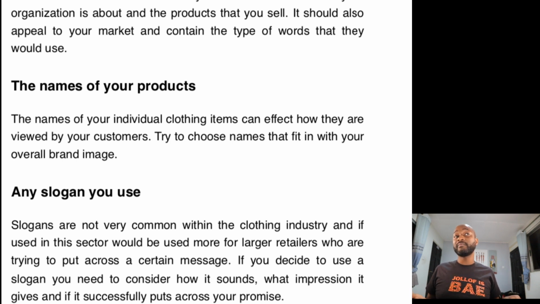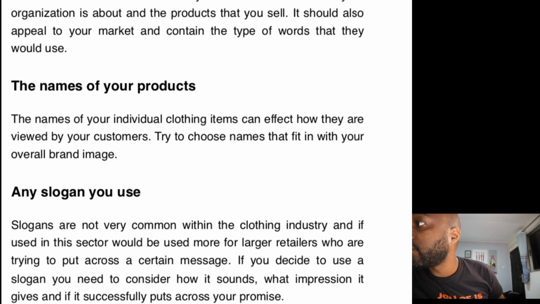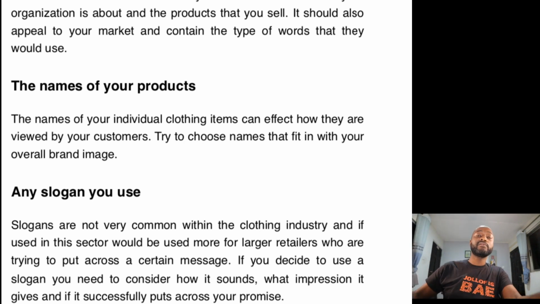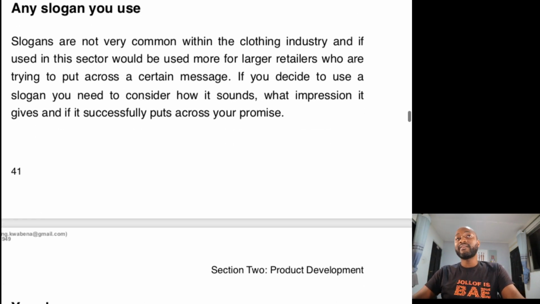Now slogans. What is your brand slogan? For example, for KOB, one of our slogans was "African roots, global reach." So it's really straightforward and to the point. Every brand has a slogan that they go with, right? So think about a slogan that makes sense for your brand.